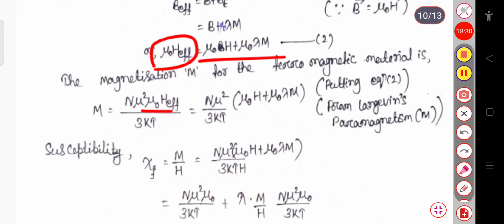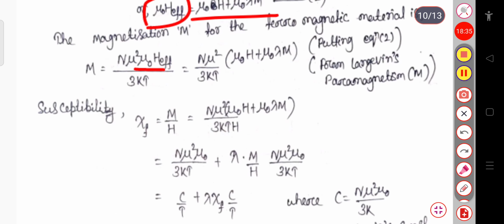Now chi is the susceptibility. Here the susceptibility chi_F, for the ferromagnetic metal, will be equal to M by H. So that is equal to N mu square into mu naught H plus mu naught lambda M, divided by 3kT into H. Now if you separate these two terms, this will be N mu square mu naught divided by 3kT, because H will get cancelled with this H. So now we can write this first term plus this lambda term here.